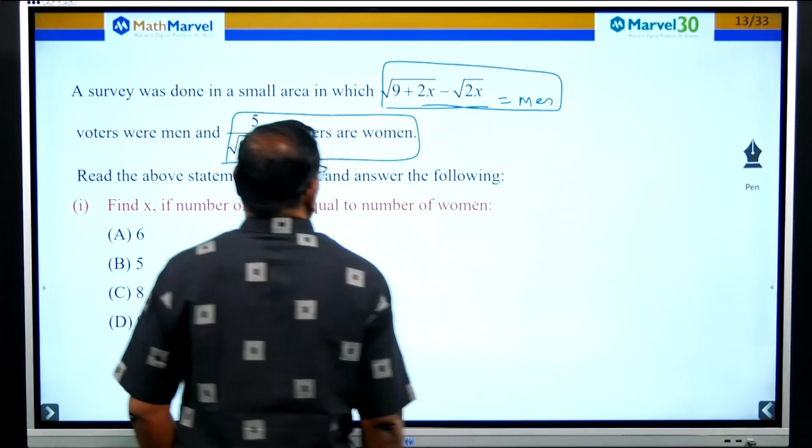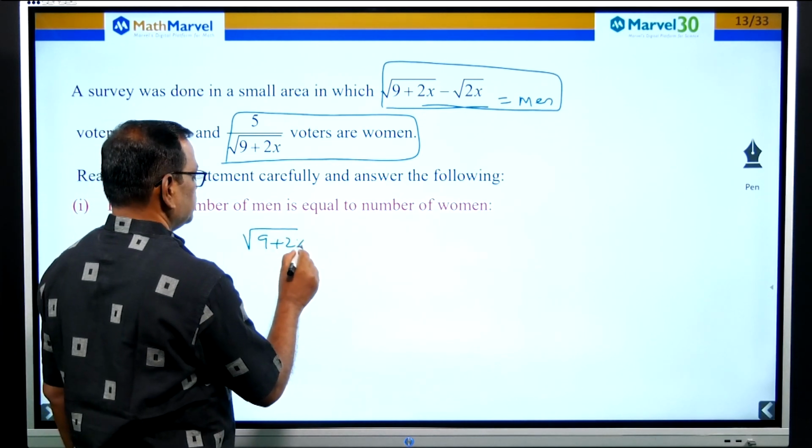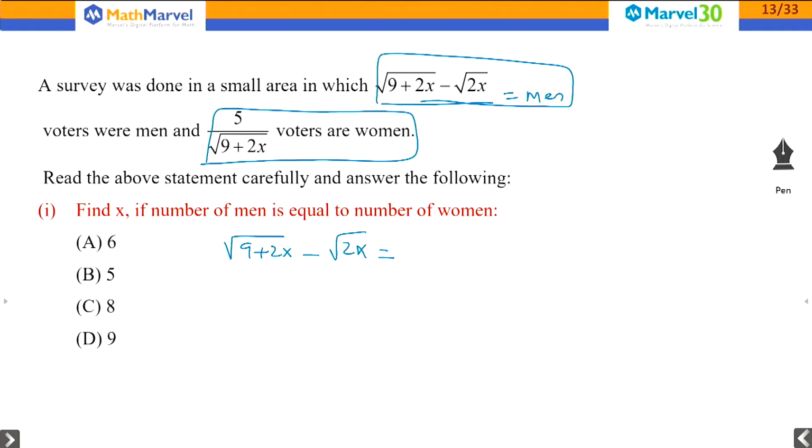So equate both the cases. So what are the both? 9 plus 2x minus root of 2x equal to 5 by root of 9 plus 2x. Why were these equal? Because that is a given condition. Number of men and women is the given data. Both the number of men and women are equal. So equate both the expressions.